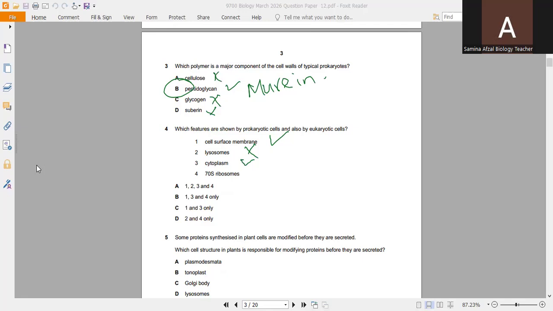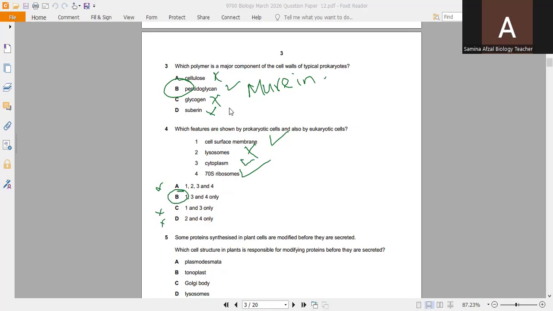Then 70S ribosomes: prokaryotes contain 70S ribosomes. Eukaryotes have 80S ribosomes in their cytoplasm, but they also contain 70S ribosomes inside their mitochondria and chloroplasts. Therefore, this feature is shown in both. So options 1, 3, and 4 are correct, and B is the correct option. A, C, and D are not the correct options.